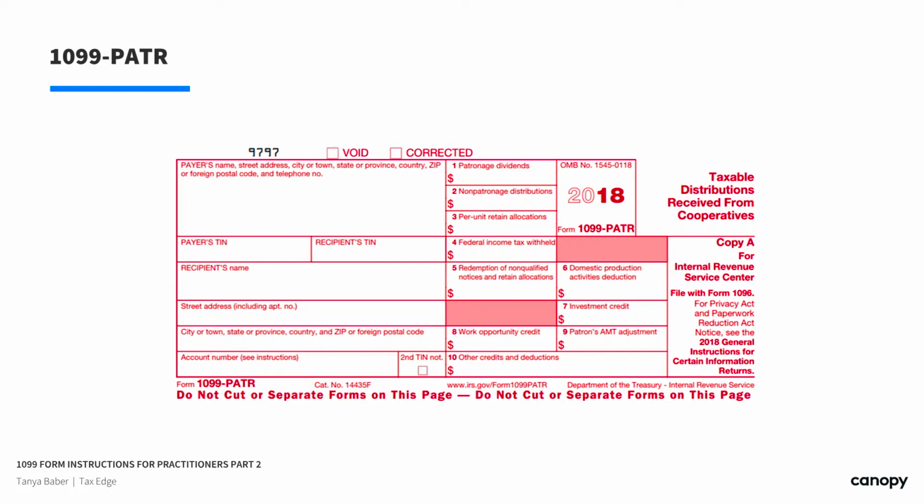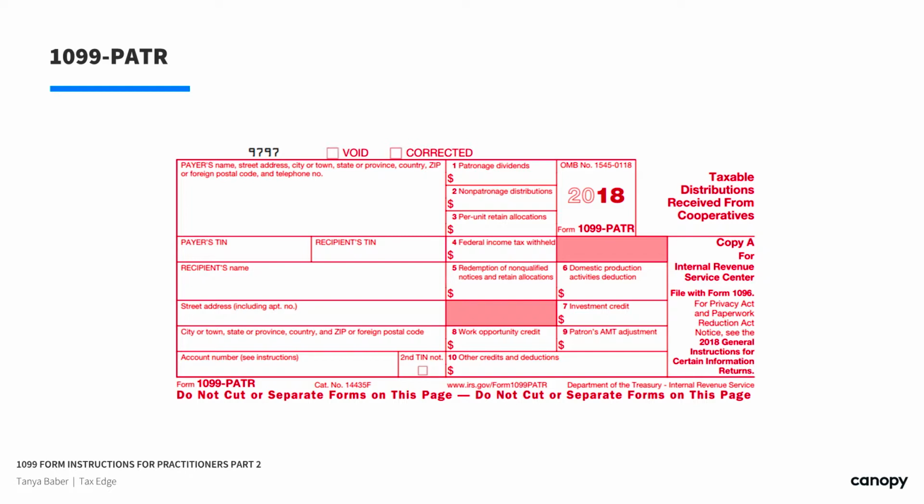Then it wants to know, well, how much are patronage dividends? How much are non-patronage? If there's per unit retention allocations. So a lot of these cooperatives, this is going to be something that they may be a little more comfortable with. Maybe they've never done the 1099 if they're a newer one, but a lot of this terminology of what they're supposed to put on here. The individual instructions, which go with each one of these, is going to be even more in-depth.